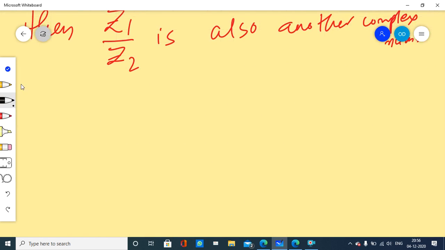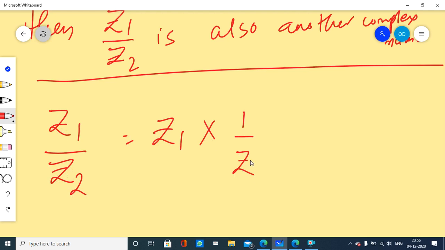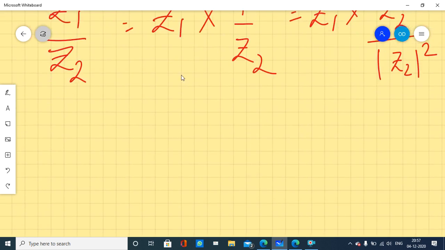Very good. Now I am going to give you a direct formula. Z1 by Z2 is equal to Z1 into 1 by Z2. And 1 by Z2 means the reciprocal, or multiplicative inverse, of Z2. We just derived this formula: conjugate of Z2 by the square of the modulus of Z2. You remember?